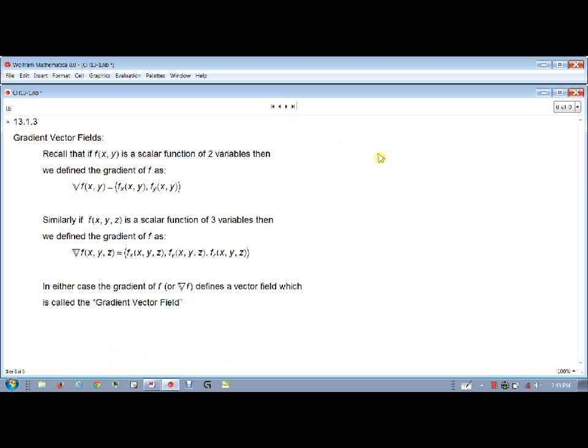Okay, so gradient vector fields. Recall that if f of x, y is a scalar function of 2 variables, then we define the gradient. Remember the gradient as the partials? It's a vector created from the partials. In 3 dimensions, the gradient was the partials. In either case, the gradient of f defines a vector field, which is called the gradient vector field. All right, this is going to come up more later, so I want to make sure you understand at least the language here. If somebody gives you a function of 2 variables or a function of 3 variables, if we take its gradient, we create a new function, a vector function. That vector function is called the gradient vector field. All right?